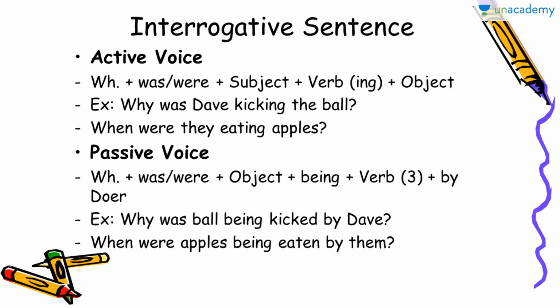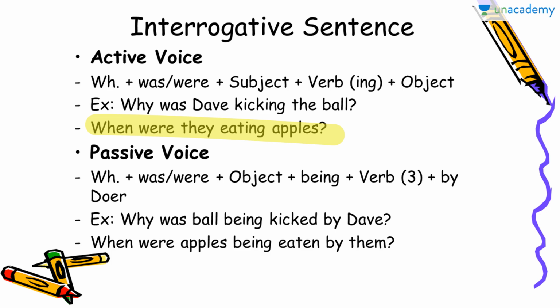Next we see interrogative sentences which have a long answer or detailed answer. Answer is more than yes or no. In active voice, it will start with WH word. WH words are the question words like what, where, when, why, and how. Then we will put was or were according to the subject, then verb ing form, and then object. For example, why was Dave kicking the ball? When were they eating apples?